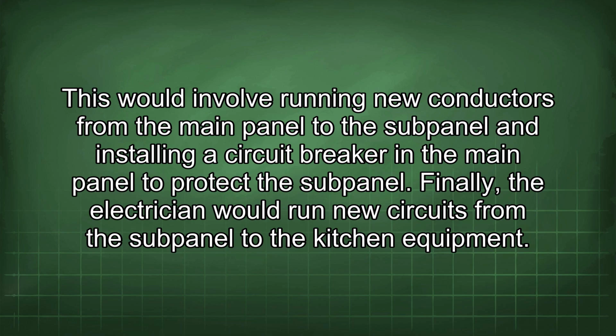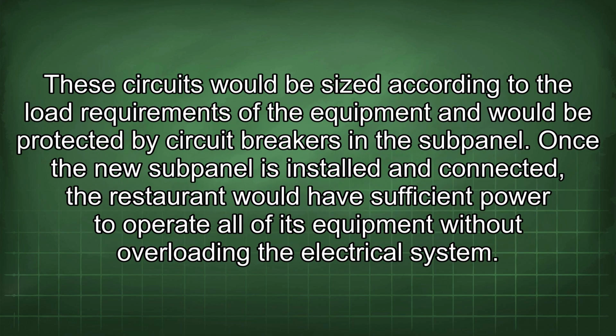Finally, the electrician would run new circuits from the subpanel to the kitchen equipment. These circuits would be sized according to the load requirements of the equipment and would be protected by circuit breakers in the subpanel. Once the new subpanel is installed and connected, the restaurant would have sufficient power to operate all of its equipment without overloading the electrical system.